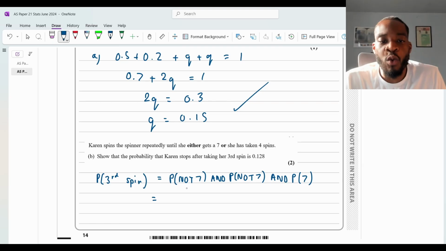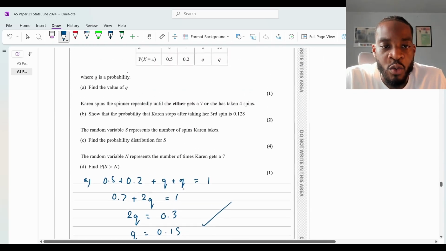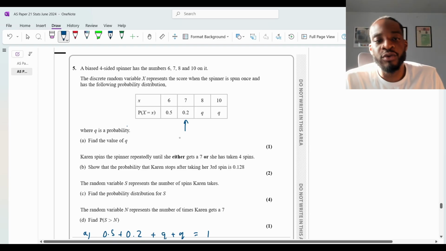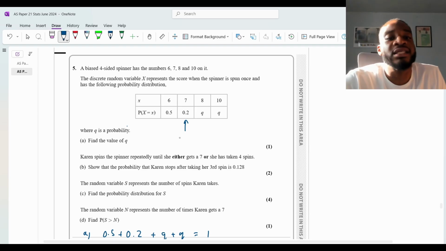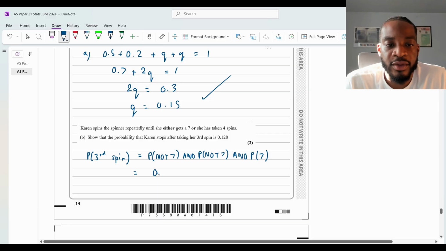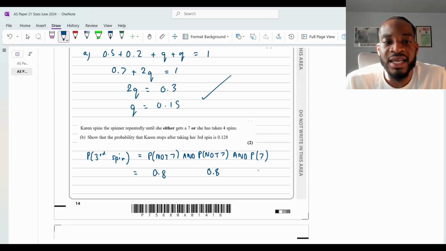So the question is now, what are these probabilities? What is the probability of you not getting a 7? Well, if you get a 7, it's 0.2. So not a 7 is 1 minus that, isn't it? Which is 0.8. So therefore, it's going to be 0.8 here, 0.8 there, 0.8 for that one. And then the probability of getting a 7 was 0.2, as we saw. And remember, "and" is just multiplication. So the answer is just equal to whatever this is equal to.